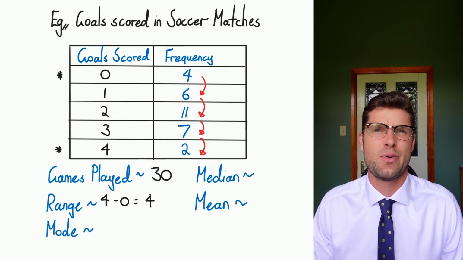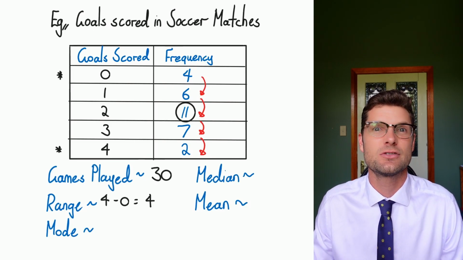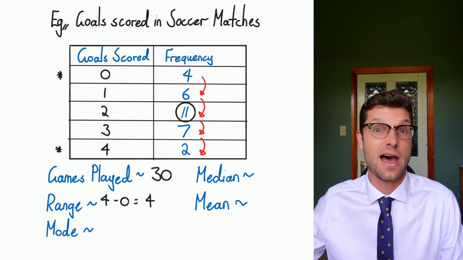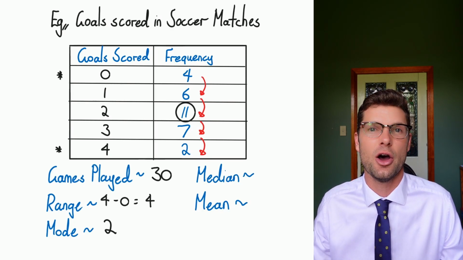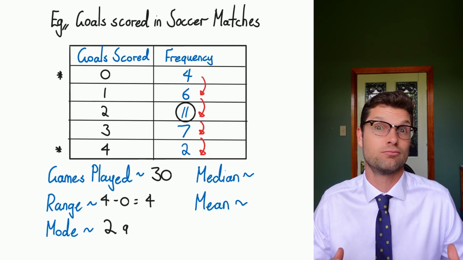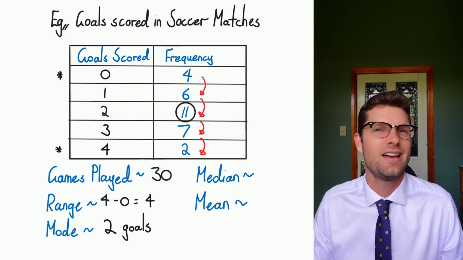To find the mode is super easy. Mode means most common. So whichever score has the highest number in the frequency is the mode. We scored 2 goals most often through this season, so that's our answer.